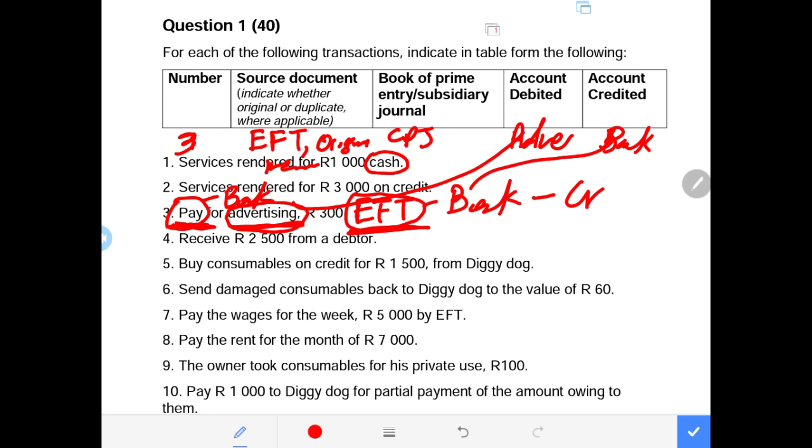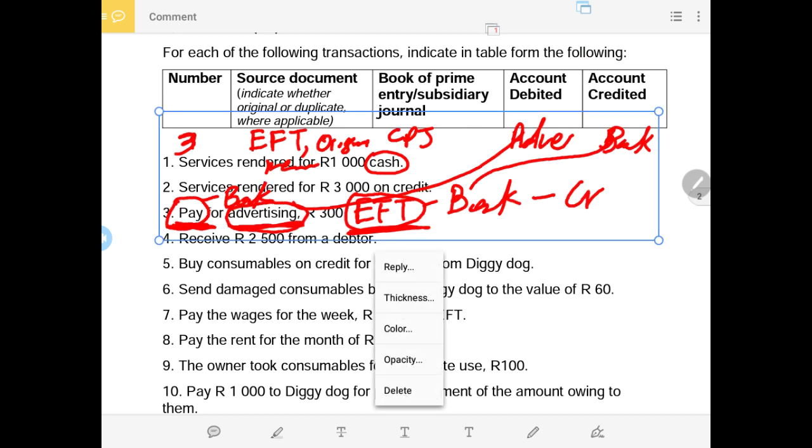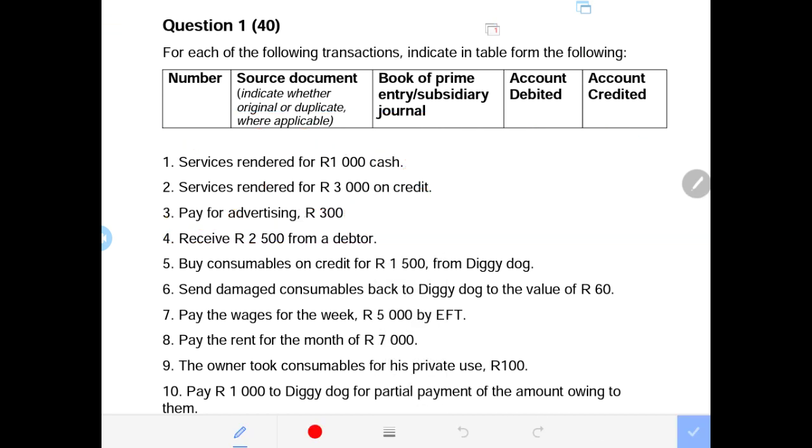Now the next one is our transaction number 4. We are done with number 1, number 2 and number 3. Transaction number 4: received 2,500 from a debtor. Most of the time, if we receive, we are receiving cash, but check if they say receive. If we received 2,500 from a debtor, obviously it must be in the form of cash.